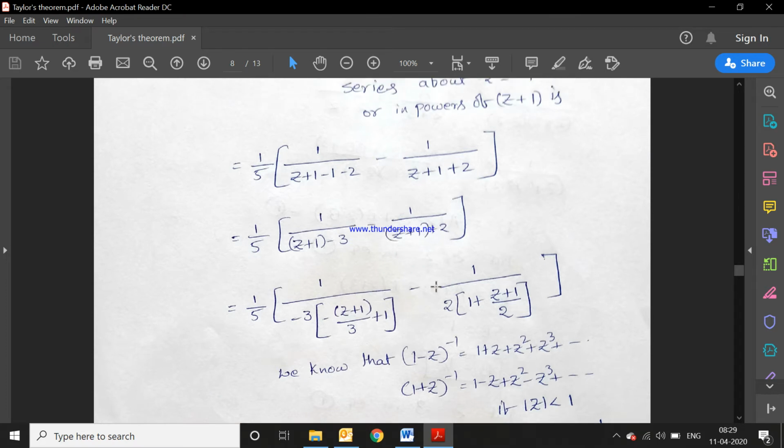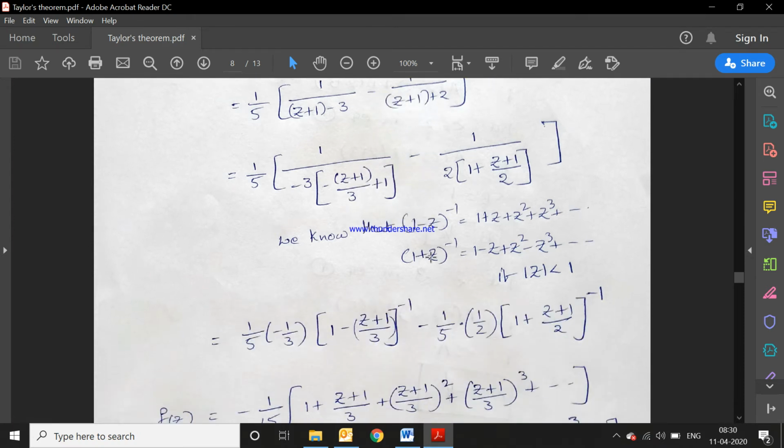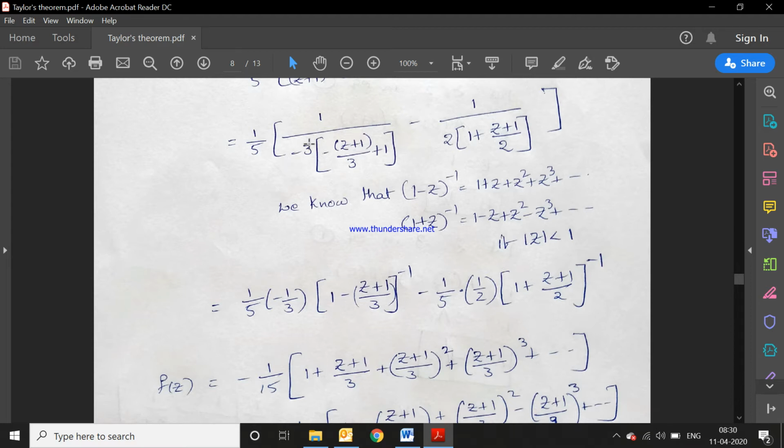Why are we writing in this form? We need to use the expansions, so that's why we change the terms in terms of 1 minus z and 1 plus z. So that's why we can take the common 3 and 2. Here -3, here 2. Now we get the form of expansions, that is here -1 by 3 is constant: 1 by 5 into -1 by 3, 1 minus z plus 1 by 3 whole power -1. And 1 by 5 multiplies with each term, so 1 by 5 into 1 by 2 into 1 plus z plus 1 by 2 whole power -1.